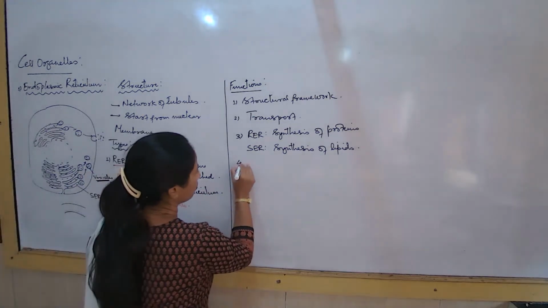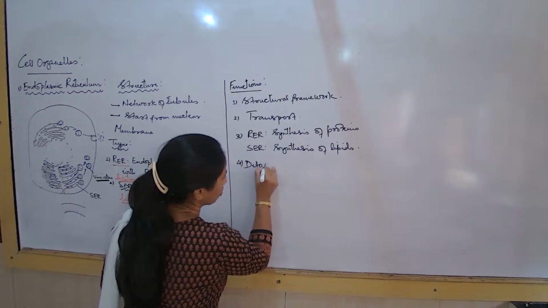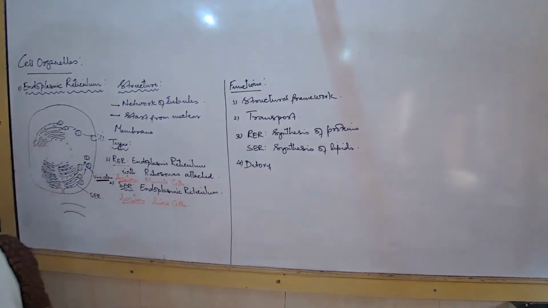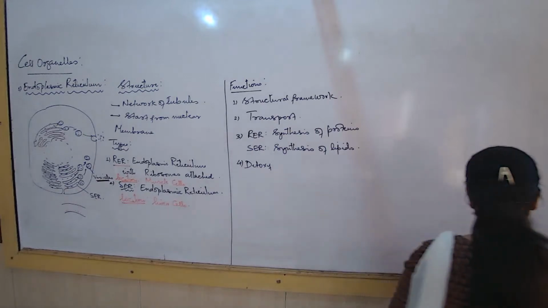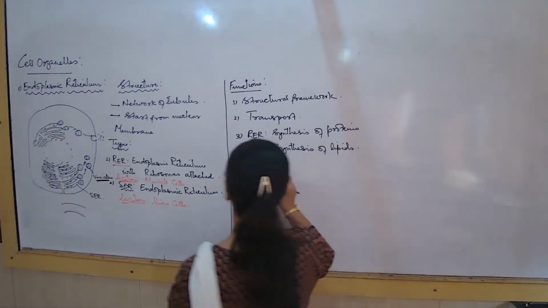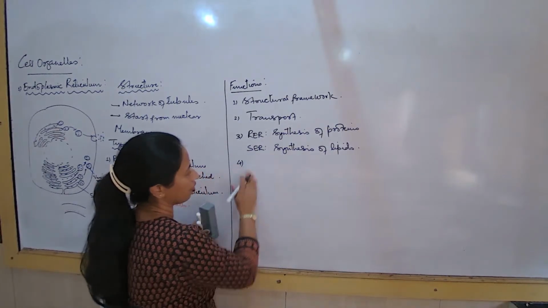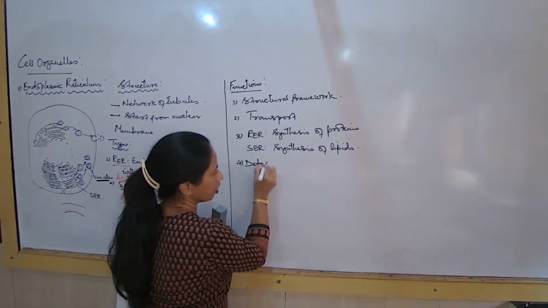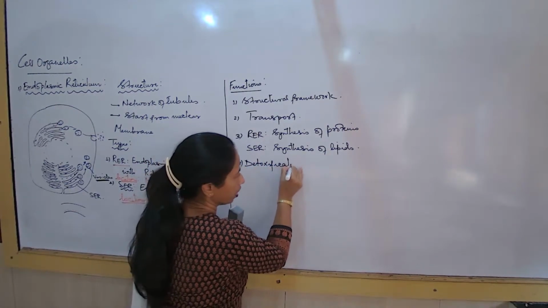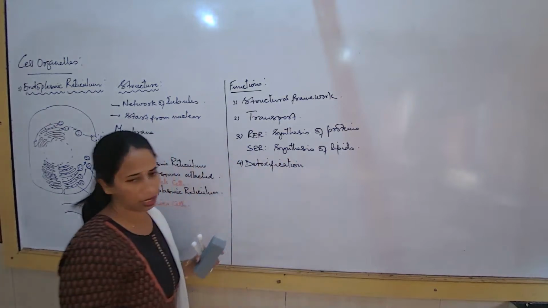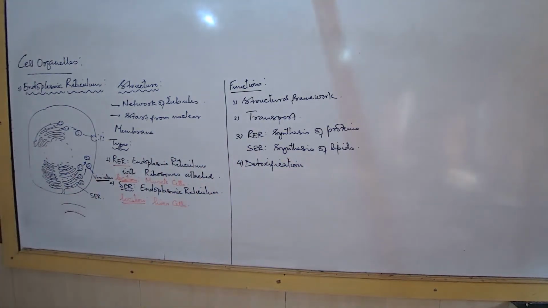Something more that we talk about would be the detoxification functions. What do you understand by the detoxification functions? Okay, detoxification function. When I talk about detoxification, what is the meaning of detoxification? Detoxification basically means breaking down the complex toxic substances, poisonous substances, into simpler forms so that the body can release them out. So when I'm talking about the detoxification functions, what is happening here?